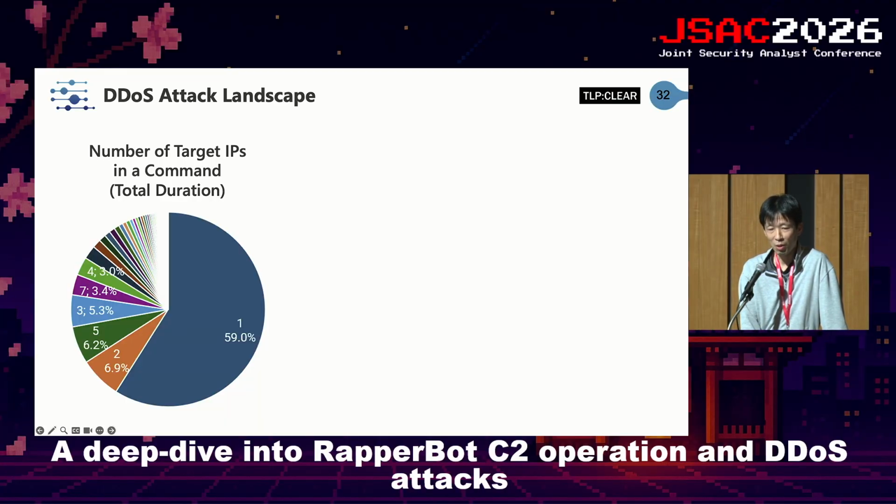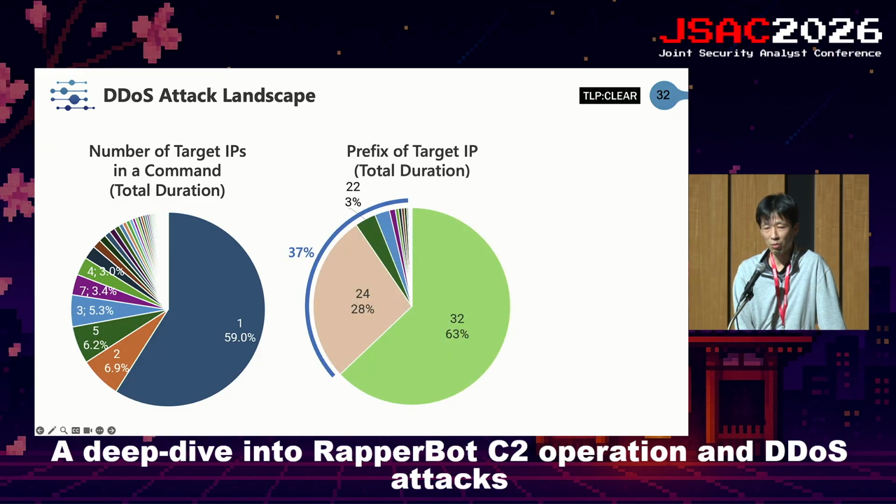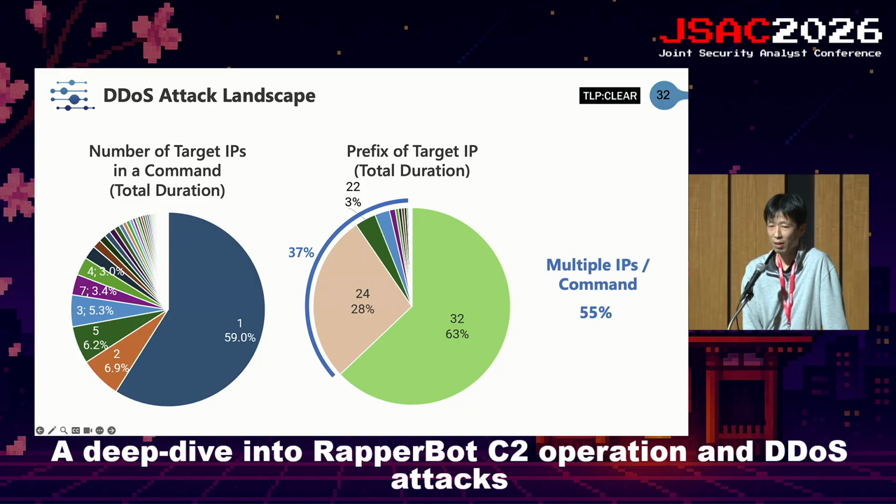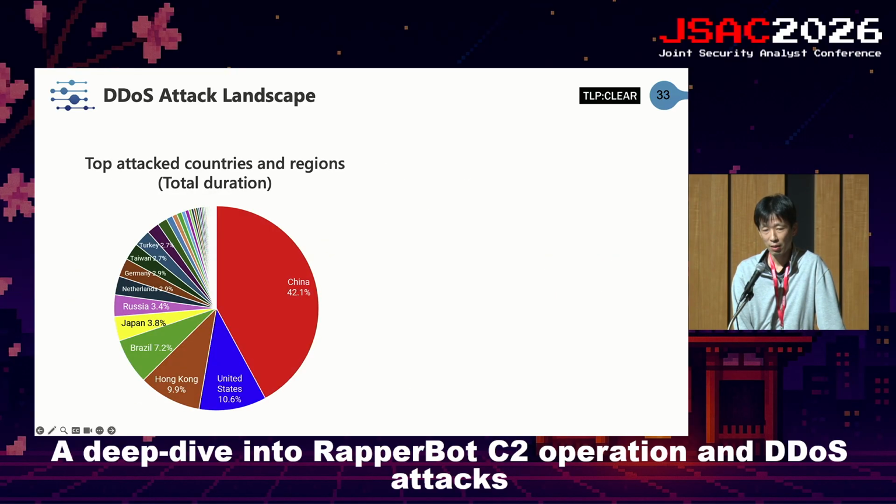First of all, this is the number of target IPs per command. 59% had only one, but 37% of them had subnet IP set. Therefore, overall, 55% of the time, a single target duration is shared by multiple target IPs.